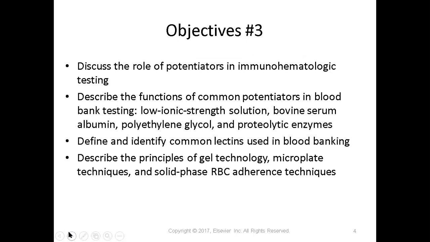And lastly, our objectives number 3, you will be able to discuss the role of potentiators in immunohematologic testing. Describe the functions of common potentiators in blood bank testing, which include low ionic strength solution, bovine serum albumin, polyethylene glycol, and proteolytic enzymes. Define and identify common lectins used in blood banking, and describe the principles of gel technology, microplate techniques, and solid phase red blood cell adherence techniques.